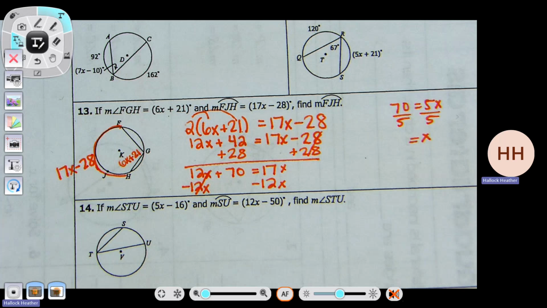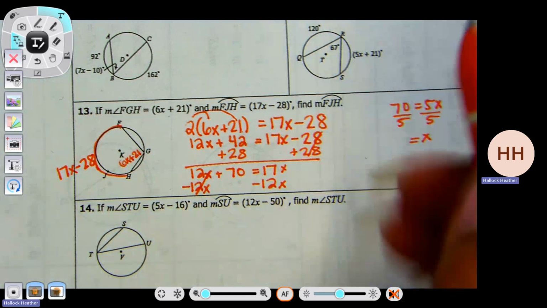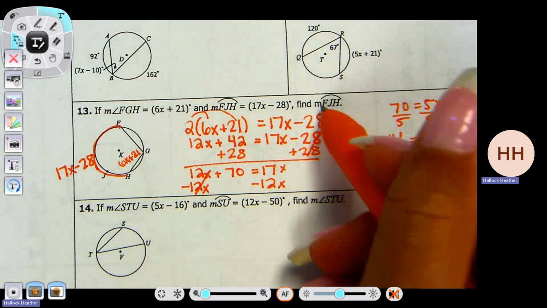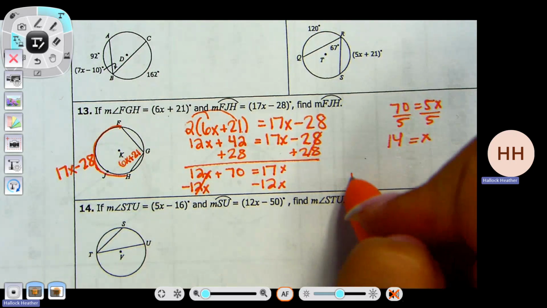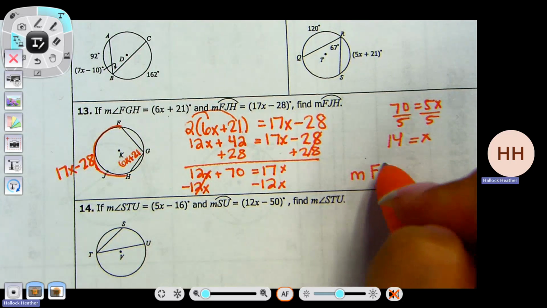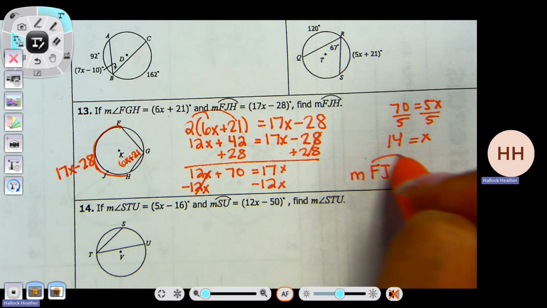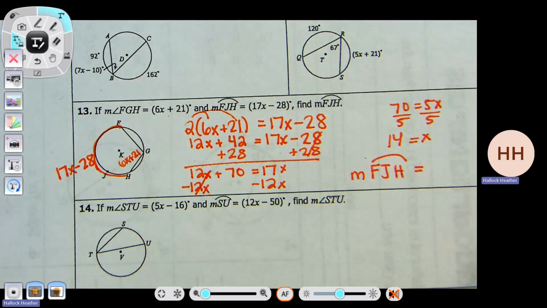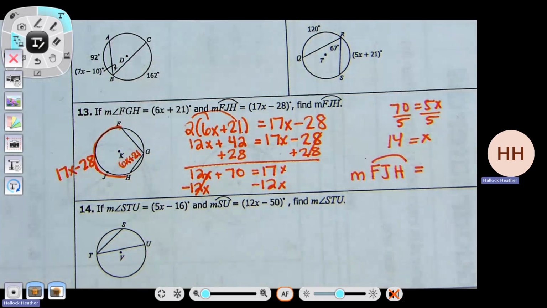What's in there? Did we get x? 14. And then you got to plug it back in because you got to find the measure of arc FJH. Nope, not 105. 210.